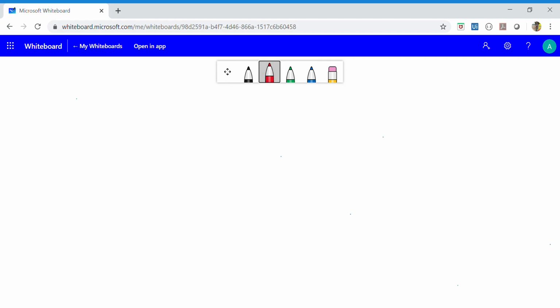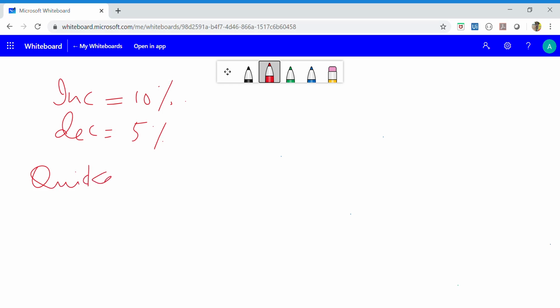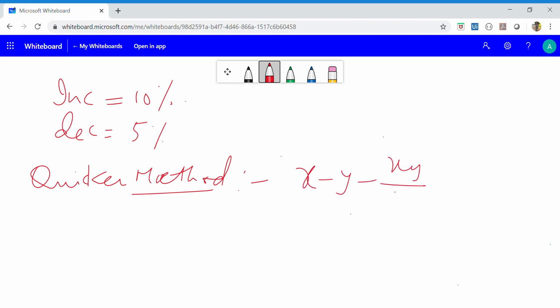So the salary of a worker was first increased by 10%. So what is the increased percent? 10%. And then decreased by 5%. Then what was the change in his salary? So I am directly applying the quicker method. In the quicker method, what is the formula? x minus y minus xy by 100%.